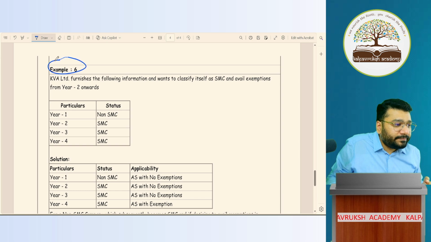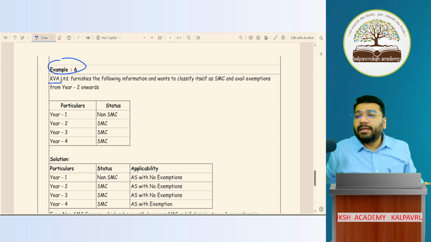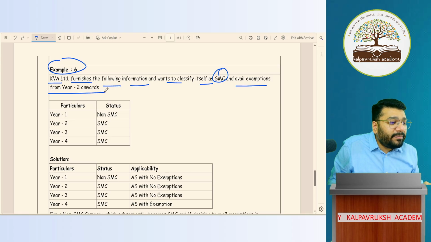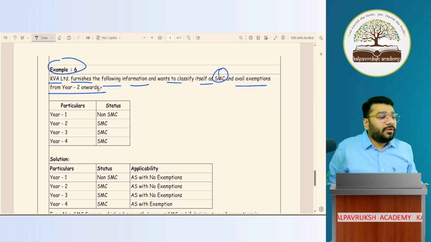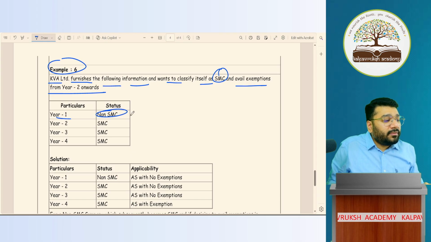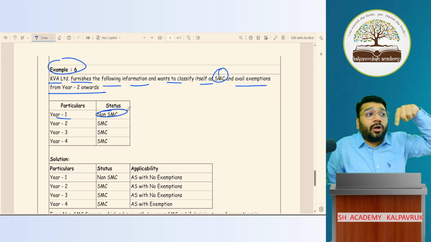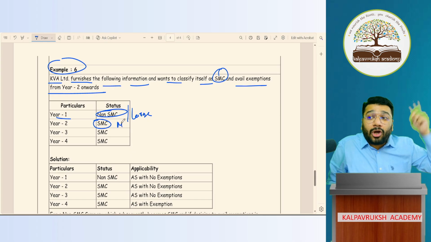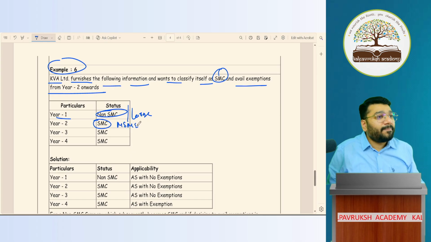Example 6. KV Limited. Limited means a company. The company furnishes the following information and wants to classify itself as MSME and avail exemption from year 2 onwards. Year 1 non-SMC, and non-SMC means for a non-corporate entity it is large. Year 2 it became SMC, and SMC means for a non-corporate entity it is MSME. Same point.